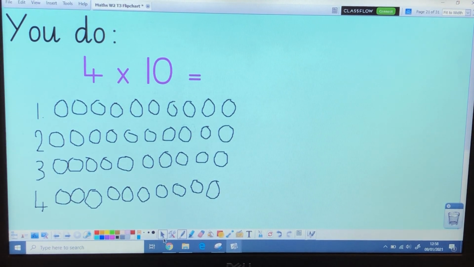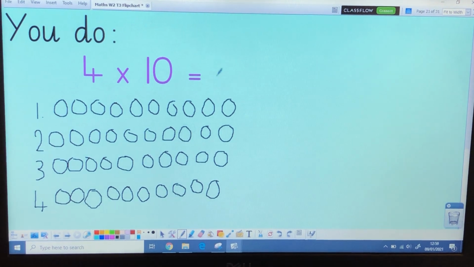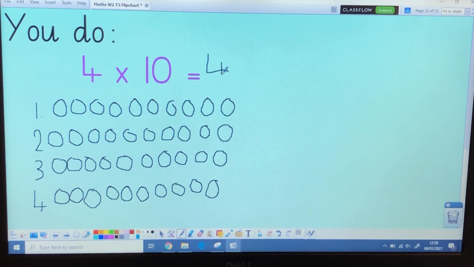Now, to solve the answer for this one, we know that there are 10 in each group already. So instead of counting them individually, we could count up in tens. So let's do that together. 10, 20, 30, 40. So our answer is 40.